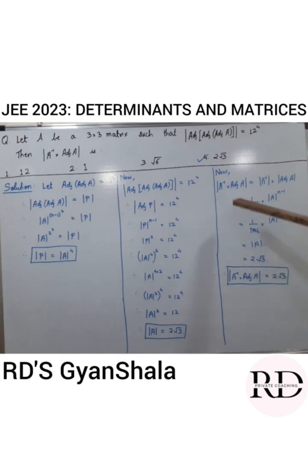Now what we need is the determinant of A inverse into adjoint of A, which is equal to determinant of A inverse into determinant of adjoint of A. Determinant of A inverse is nothing but 1 upon determinant of A, and determinant of adjoint of A is nothing but determinant A power n minus 1, where n is the order, so it becomes determinant A square. So one determinant and one determinant from the square get cancelled, so we are left only with determinant A. Hence the answer comes out to be determinant of A inverse into adjoint of A is equal to determinant of A, which is equal to 2 root 3. That is option 4. Thank you.